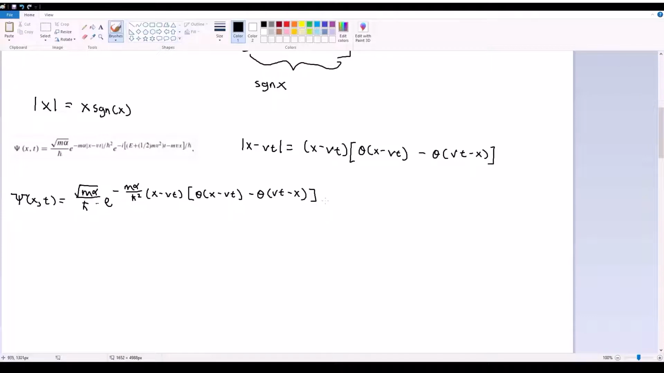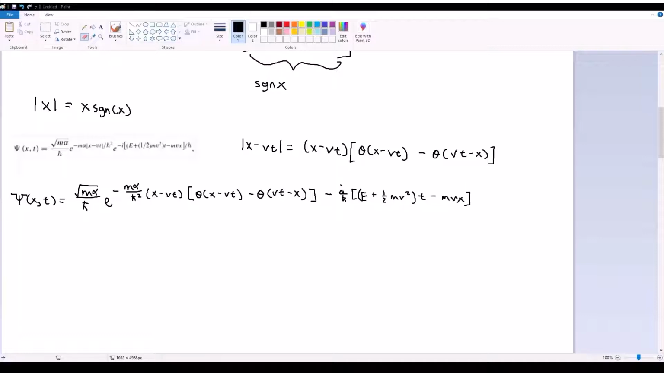And then we're adding this next exponential. So let's just combine everything together. So minus I over h bar multiplied by e plus 1/2 mv squared. Close this off, multiply it by time, minus mvx, and close off this bracket. And at this point, now we can start taking derivatives. So let's do that next.